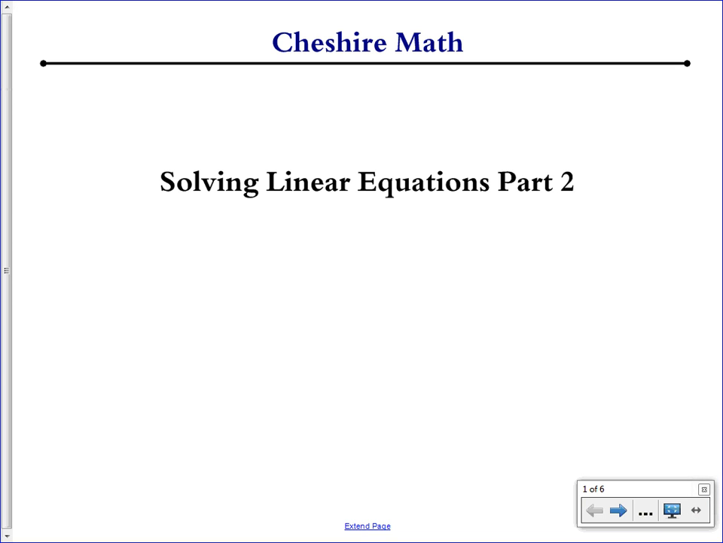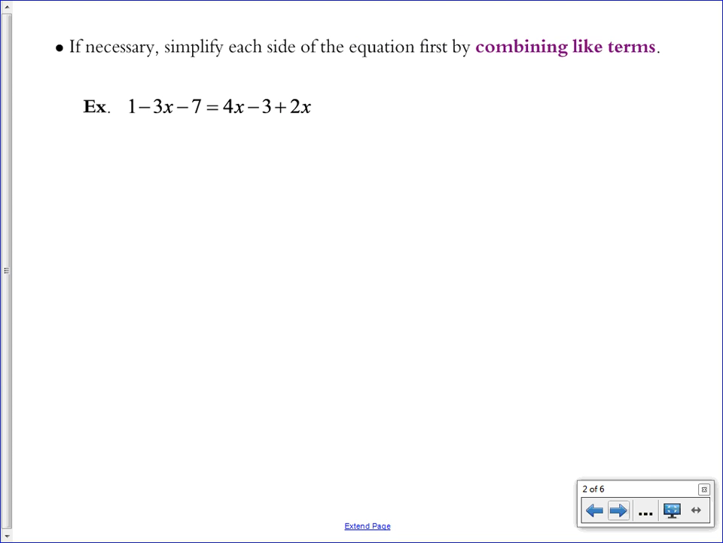This video is about solving linear equations, and these are going to be a little bit trickier than those in part 1. If necessary, simplify each side of the equation first by combining like terms. So just on the left side of this equation, 1 minus 3x minus 7, I have a pair of like terms. This positive 1 can be combined with this minus 7 because they're like terms. Neither one of them has an x attached to them, so I can actually do that subtraction.